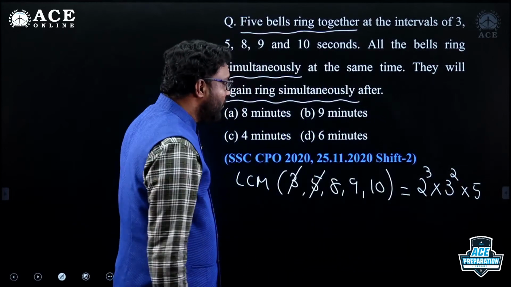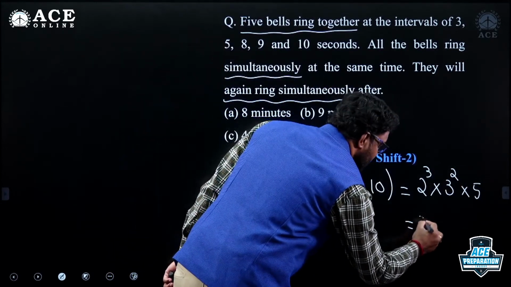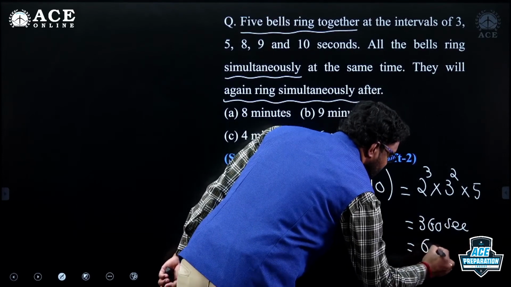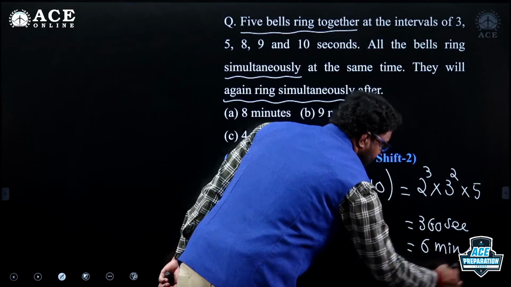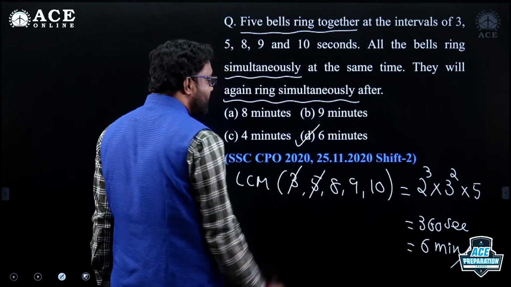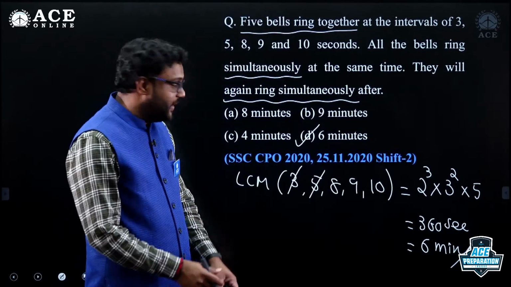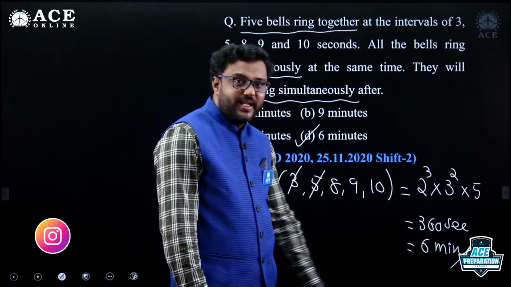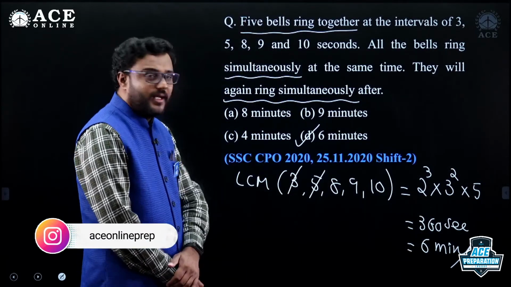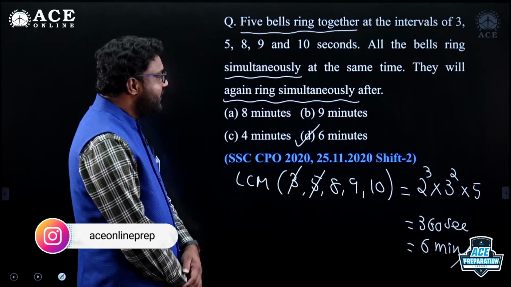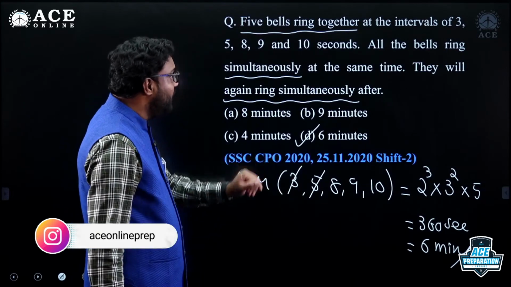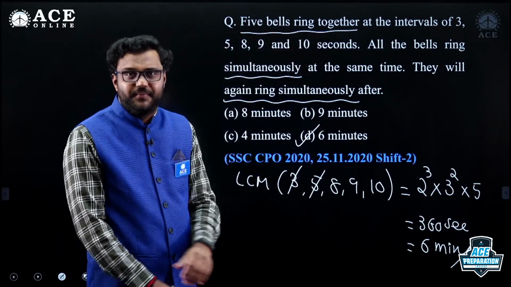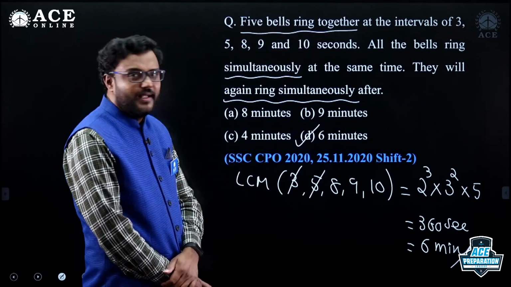40 into 9, we got 360 seconds, my dear friends. They are asking in terms of minutes, so we should take 6 minutes. 6 minutes, option D, my dear friends. We should convert this in terms of minutes. Yes, we got 360 seconds, and we can convert that into minutes. But this is one of the previous questions, SSC CPO recruitment 2020, where 5 bells ring together simultaneously.